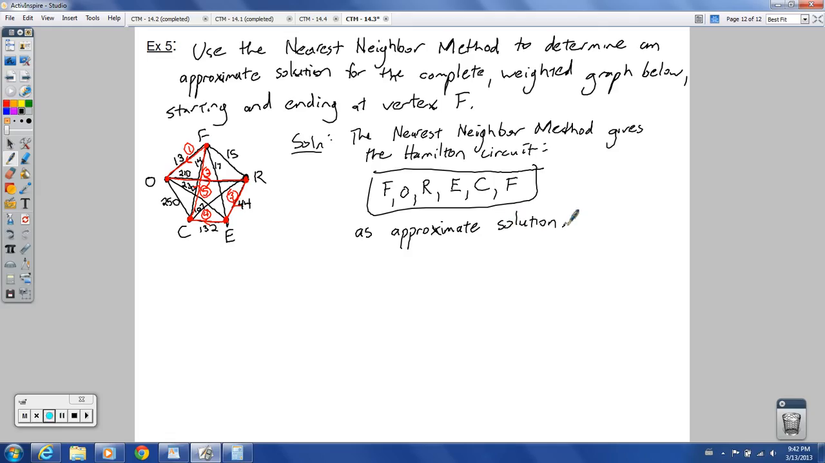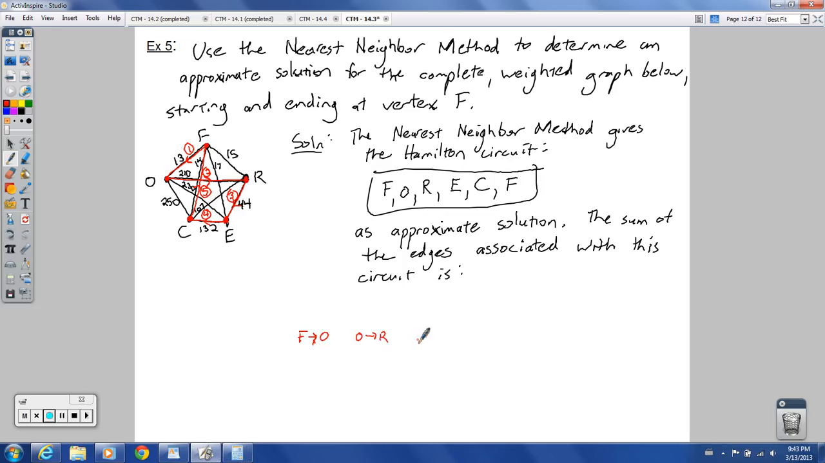So the approximate solution, the sum of the edges associated with the circuit is, we would have, I'm going to use my different color on this one, so I would need to know from F to O. I'll put that right there, and then from O to R, from R to E, from E to C, and finally back from C to F.